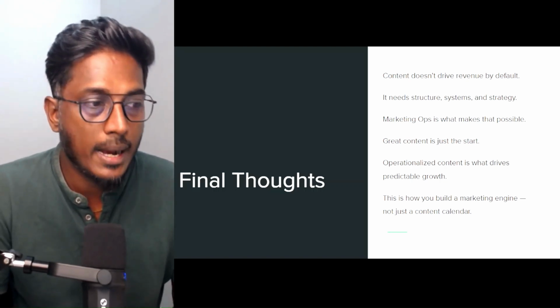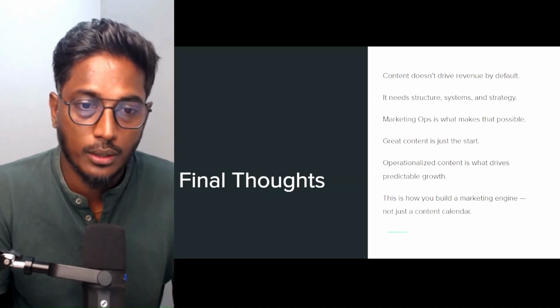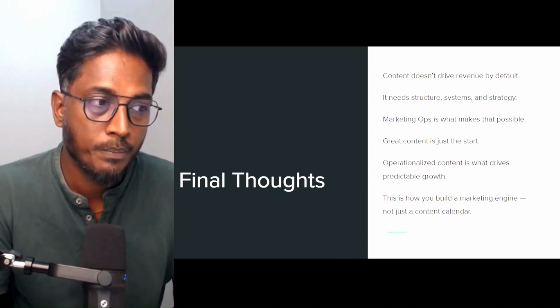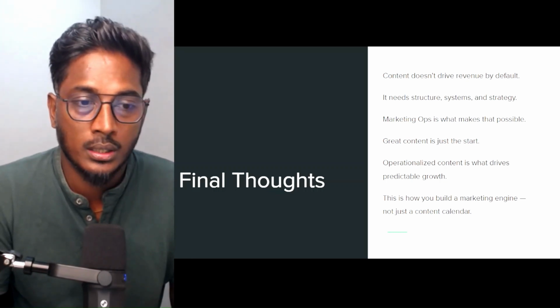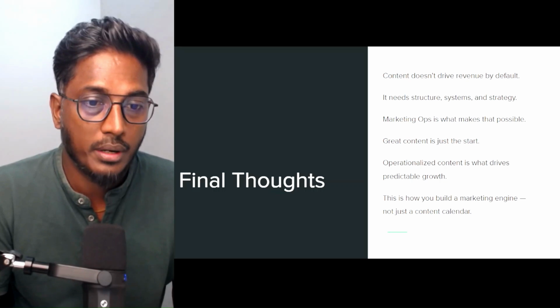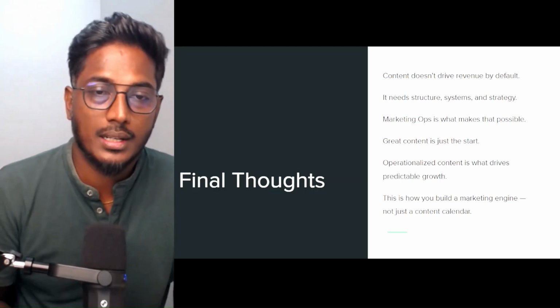So yeah, if the content feels like it's not working, don't assume you need to scrap the strategy. More often than not, what you need is structure, and that's the difference between content as output and content as a growth engine.